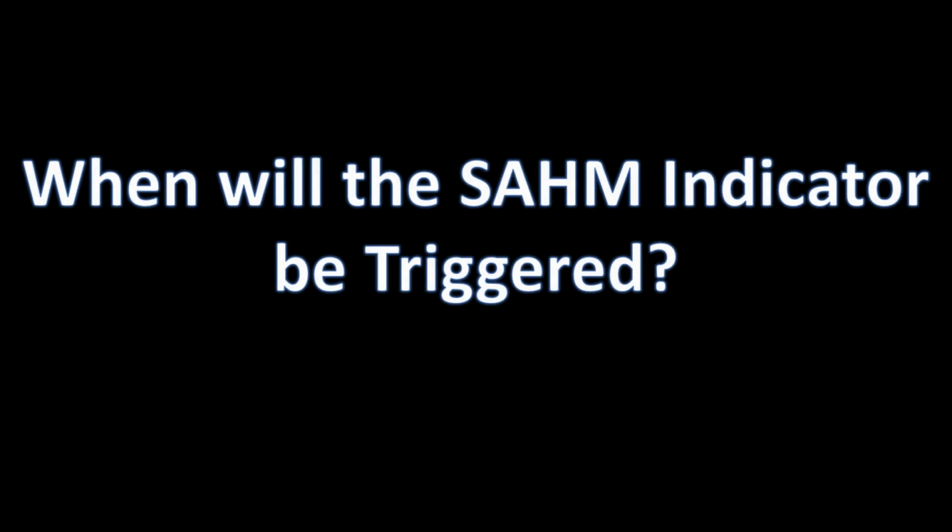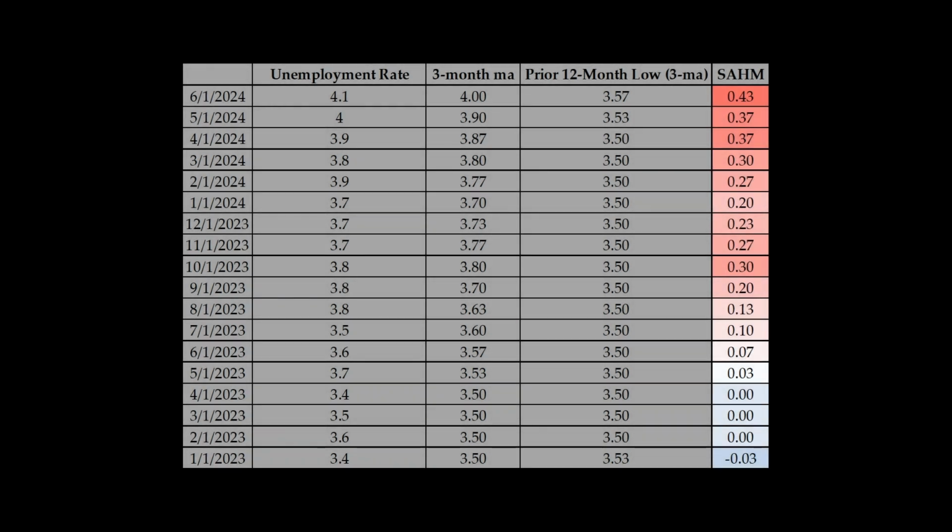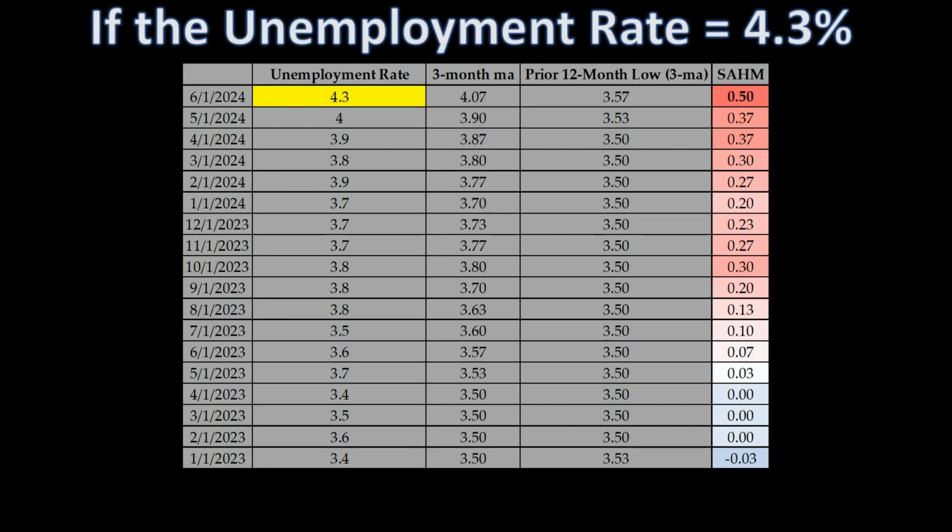When will the Sahm indicator be triggered now, currently? Well, again, remember our current level is 4.1%. How high does that have to go in order to trigger an official signal? Well, if you do the math, if the unemployment rate during this last report was 4.3%, we would have had the official 0.5% signal.